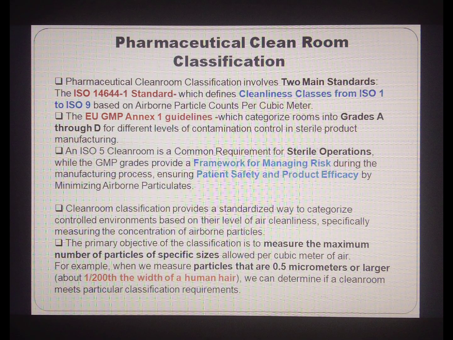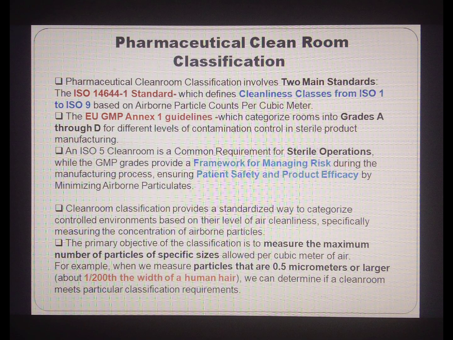An ISO 5 clean room is a common requirement for sterile operations, while the GMP grades provide a framework for managing risk during the manufacturing process, ensuring patient safety and product efficacy by minimizing airborne particulates. Clean room classification provides a standardized way to categorize controlled environments based on their level of air cleanliness, especially measuring the concentration of airborne particles.